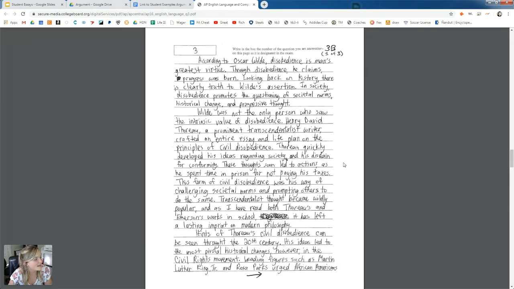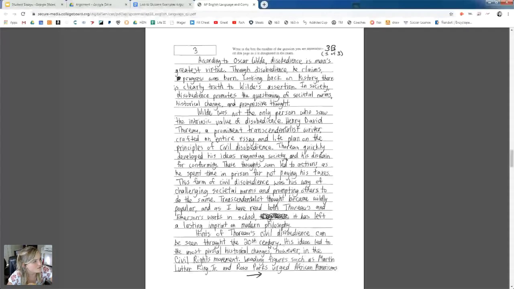Transcendentalist thought became wildly popular, and as I have read both Thoreau's and Emerson's works in school, it has left a lasting imprint on modern philosophy. So this is a little bit off topic. But okay, we'll just keep going. Just keep that in mind.